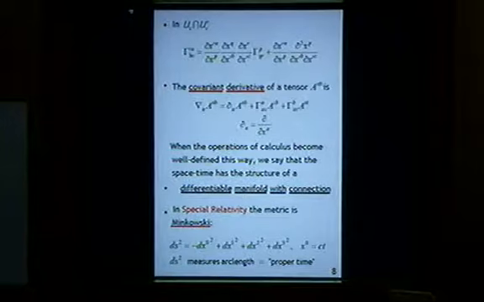Now ds squared always in geometry measures arc length. Arc length is an invariant. The length of an arc from A to B, no matter what coordinates you take, it's going to be the same. So that's an invariant. And in relativity, arc length is called proper time. But it's really arc length.